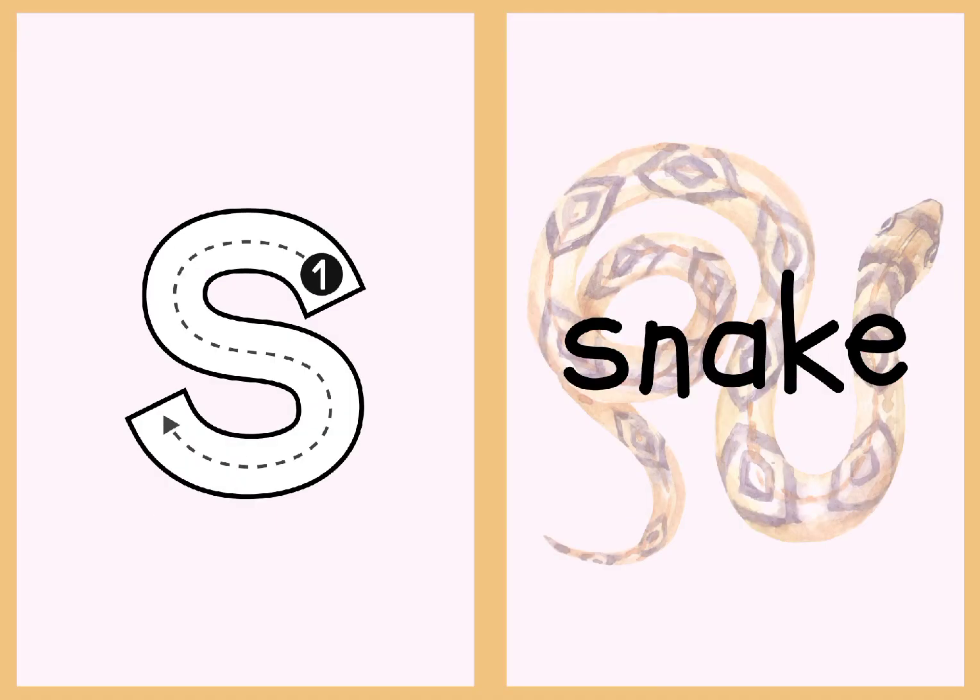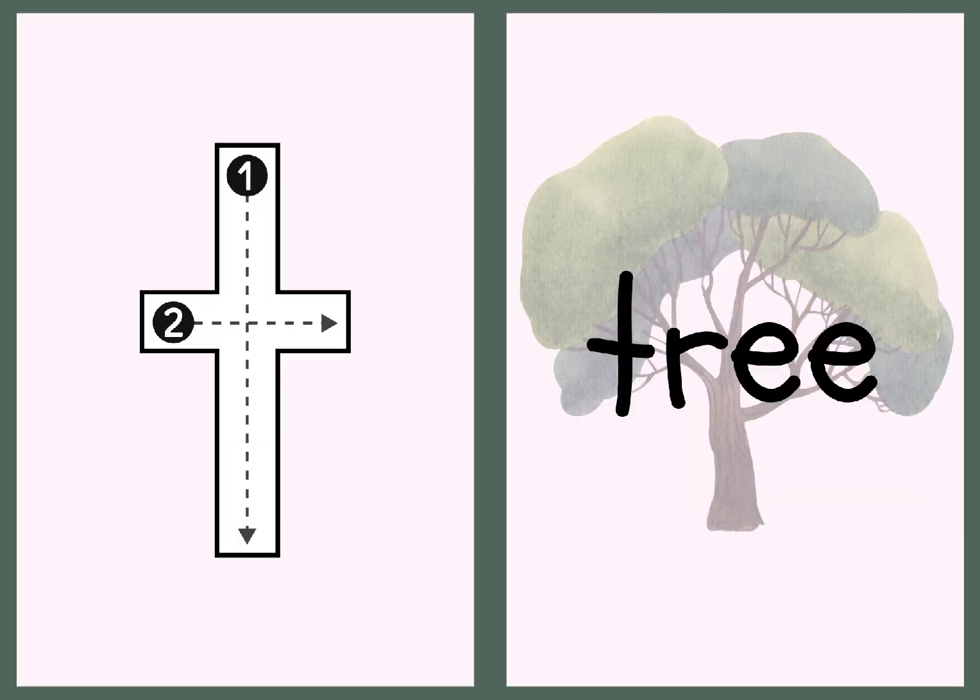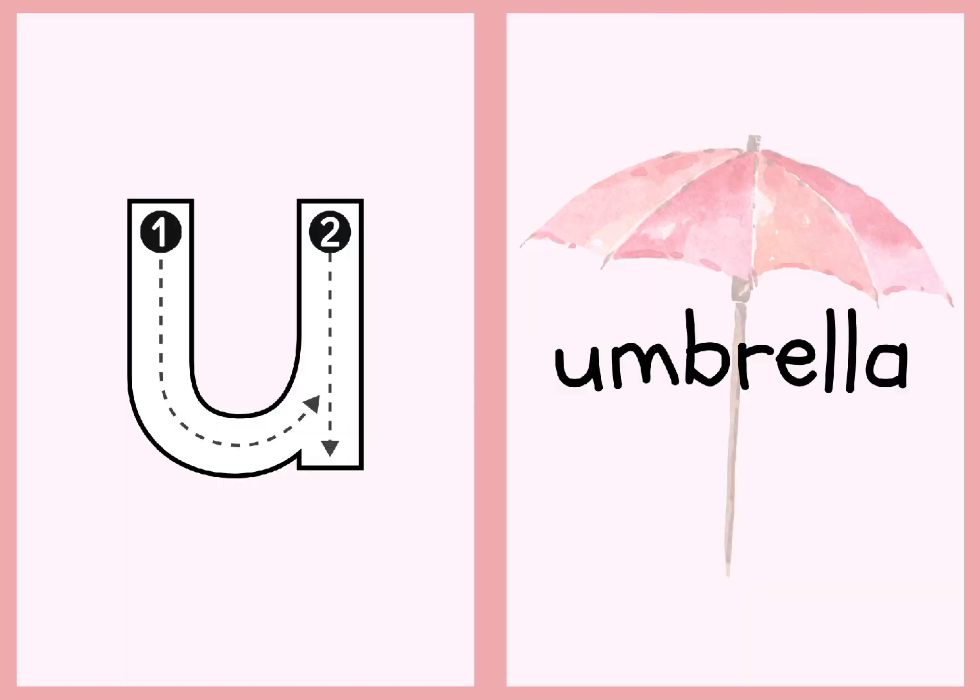S for snake. Snake starts with S. T for tree. Tree starts with T. U for umbrella. Umbrella starts with U.